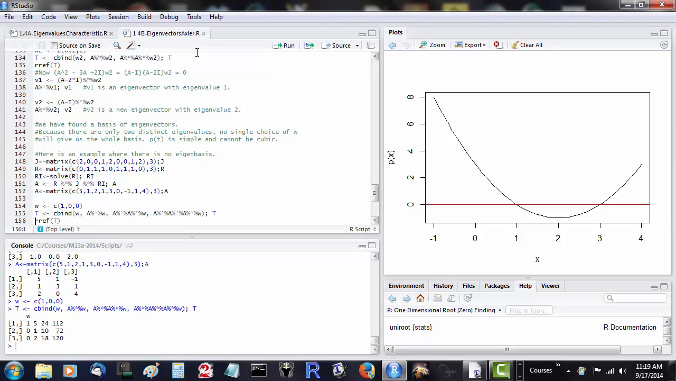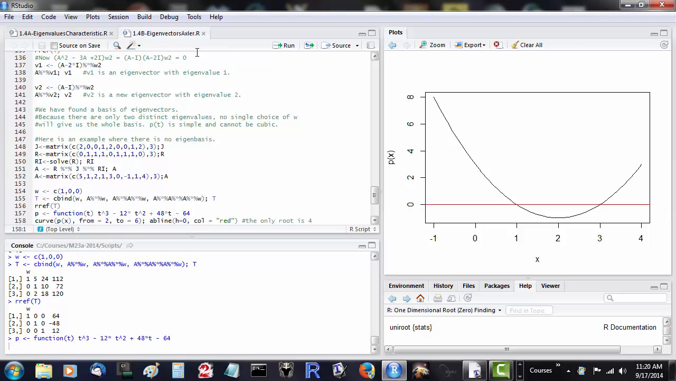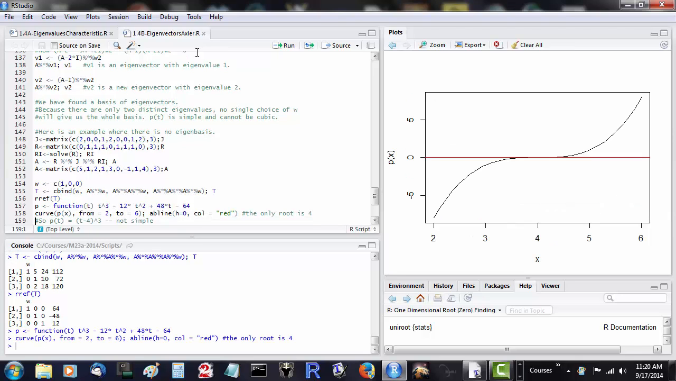I'm certainly glad we have rref at our command. When I row reduce that, I can read off the polynomial P of t by just using the coefficients in the last column. t cubed minus 12t squared plus 48t minus 64 equals 0. And when I plot that, I quickly discover that the only root of this cubic polynomial is 4. Indeed, this cubic polynomial is t minus 4 cubed.